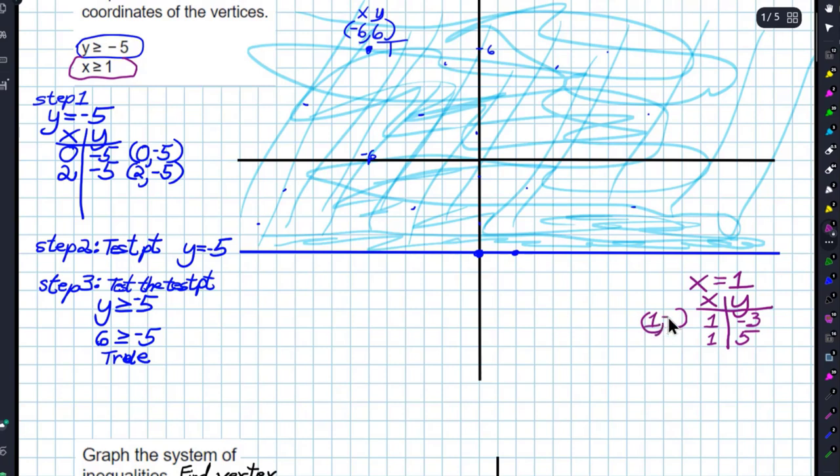1, negative 3, and 1, 5. Okay, I can do that. So x is 1. Here I start at the center. I go to x equals 1. Y is negative 1, negative 2, negative 3. And here, x is 1, y is 5. X is 1, y is 1, 2, 3, 4, 5. So this is 5. This is 1.